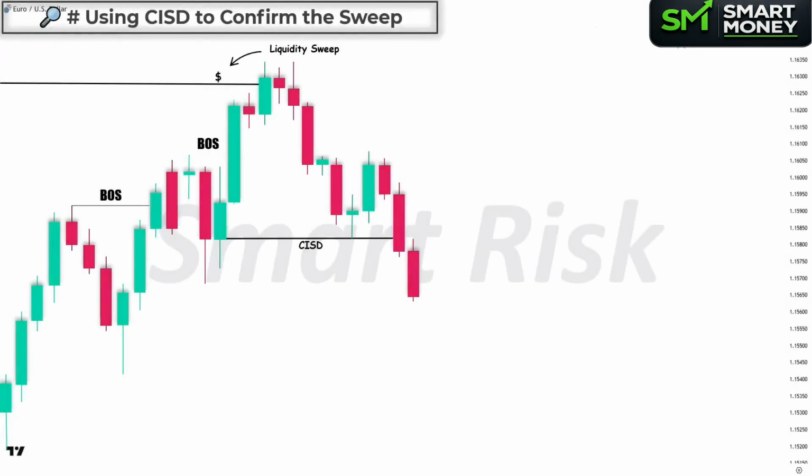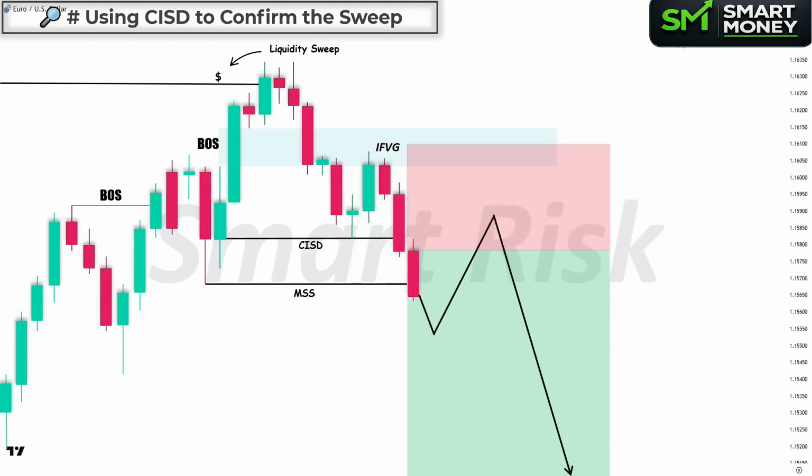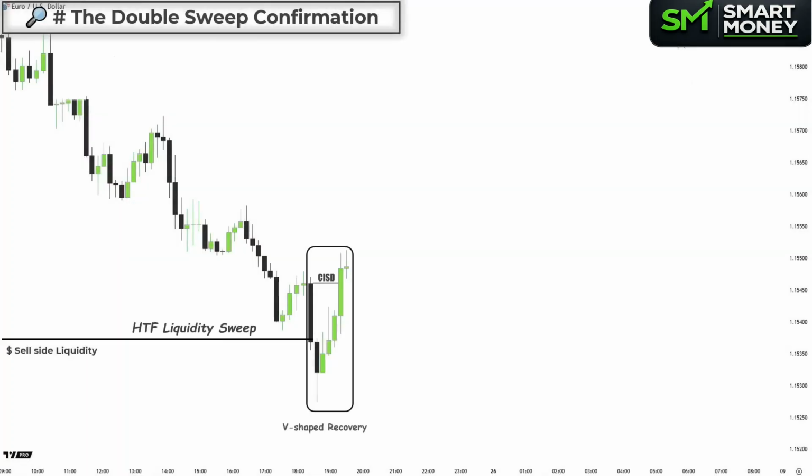Adding this confirmation to your checklist can help filter out early entries from fair value gaps or inversion fair value gaps formed inside the sweep leg. This is important because price can still move deeper into a higher time frame zone, rebalance more inefficiencies, or even create another sweep before the real reversal begins. That is what makes CISD powerful. If you want to be more conservative and only take liquidity sweep setups with stronger confirmation, you can add one more step to your checklist.